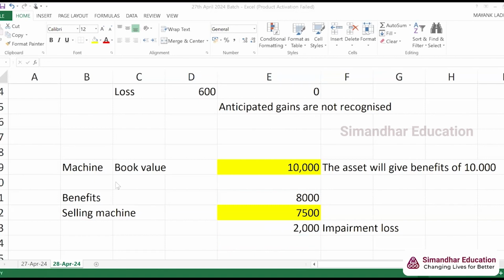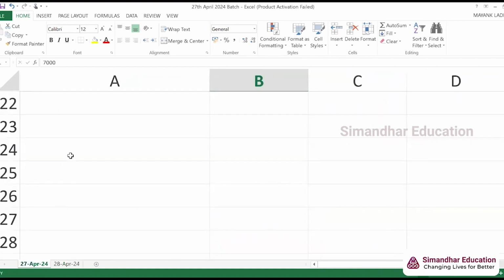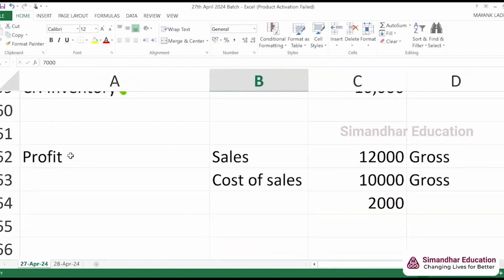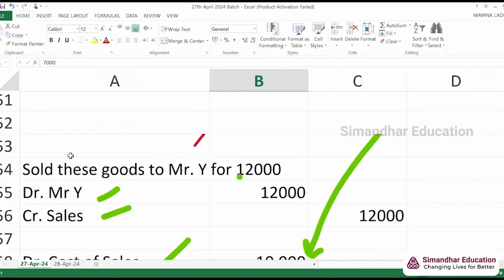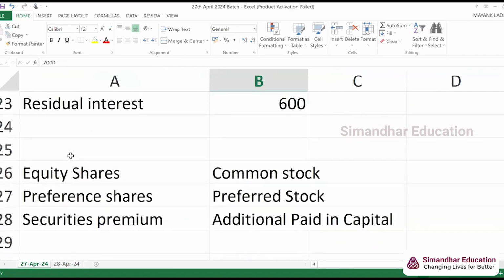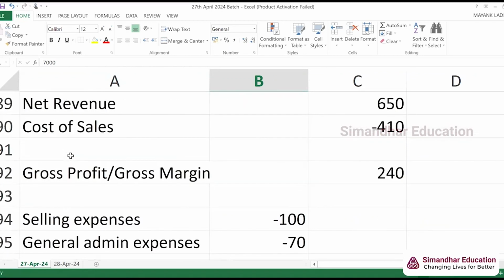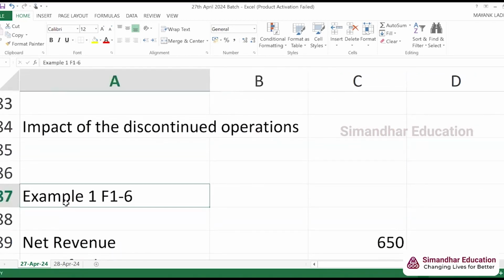I think yesterday I gave the example. I have not yet taken the example today. So yesterday, when we did this example, I think we mentioned it like this. I'll just highlight this.